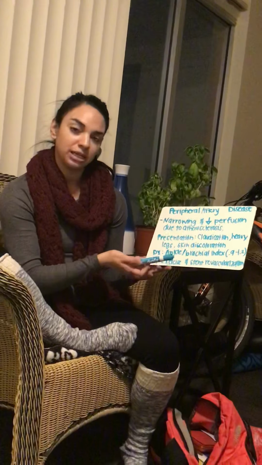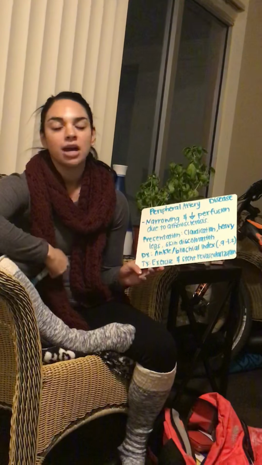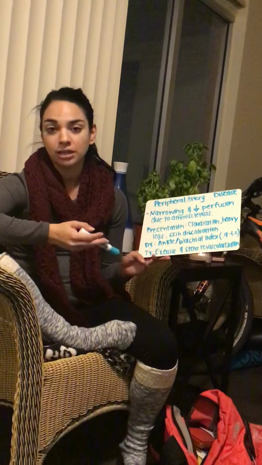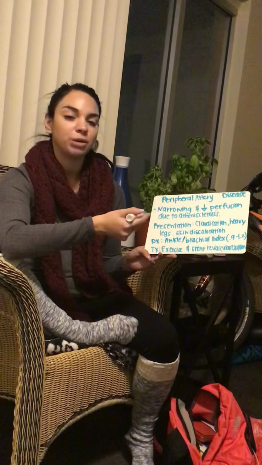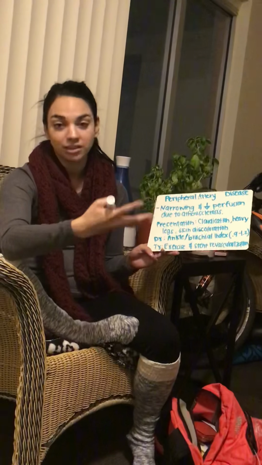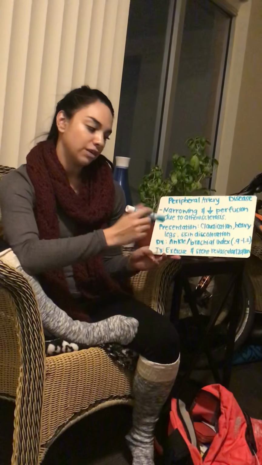arms. And the presentation that you're going to find, the biggest thing is going to be claudication, and that is going to be pain in your calves, and this usually occurs during exercise. That's when patients find this. And you're going to have heavy legs, and so the patient would describe that to you as having heavy legs. And then you also can find skin discoloration on those legs as well.